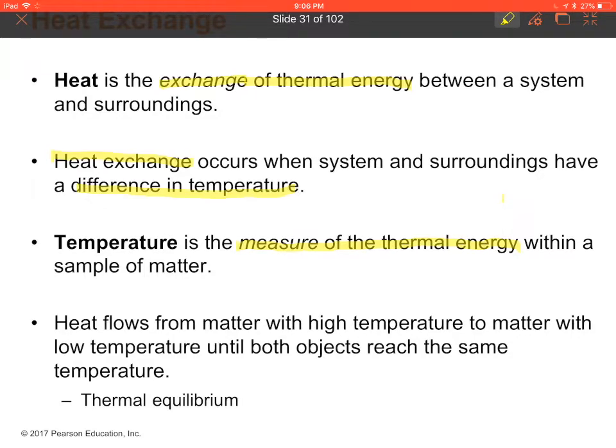Heat flows from matter with high temperature to matter with low temperature until both objects reach the same temperature. This is called thermal equilibrium. This makes sense. When you're holding a hot coffee cup, the thermal heat from the hot coffee cup is going to flow into your cold hands, and then eventually they're going to reach thermal equilibrium. Eventually your coffee cup's going to cool down.